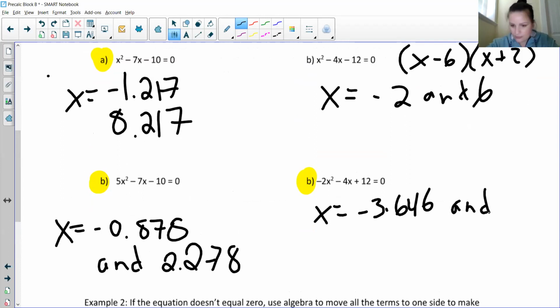and 1.646. Okay, so hopefully that's what you got. If you're having problems using your TI-83, please let me know and we can troubleshoot together.